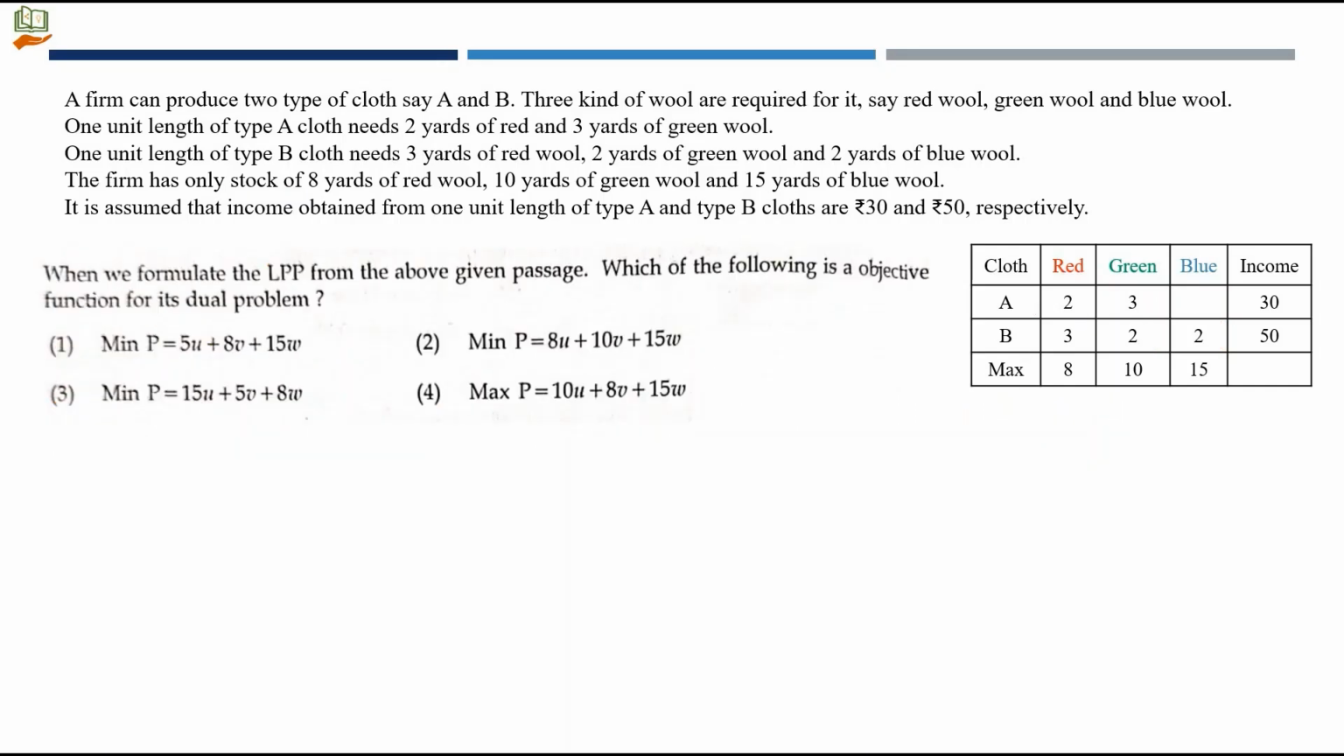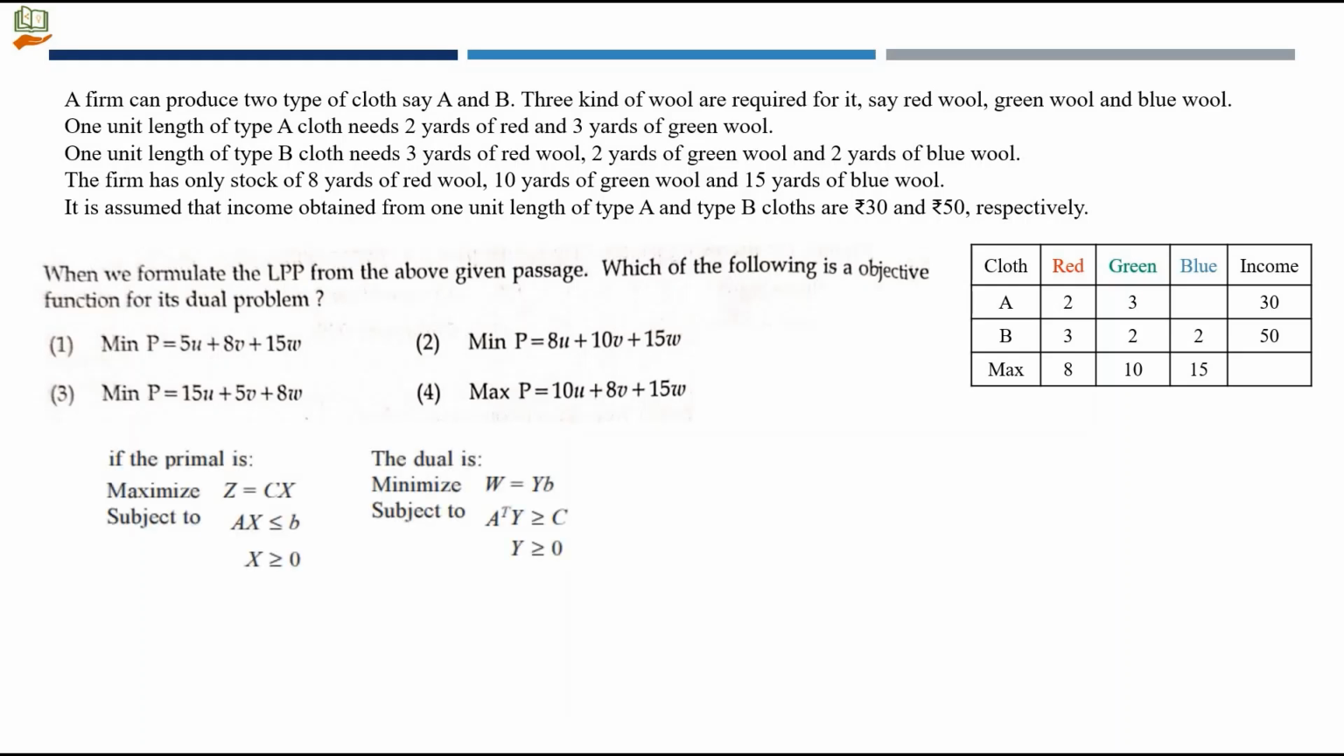When we formulate the LPP from the above given passage, which of the following is an objective function for the dual problem? So let's take the primal notation and dual notation. So let's see the primal actually for this problem. We found the objective function to be a maximization problem. Z is equal to 30x plus 50y.